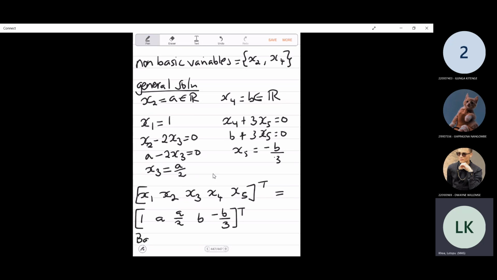And then for the basic solution, remember that a and b, we make them 0. So we will have 1, a is 0 so this is 0, 0 divided by 2 is 0, b is 0, and negative 0 divided by 3 is just 0. So this is our basic solution. So the general solution is in terms of a, b, c, and so on. For the basic solution, you make all those letters 0.